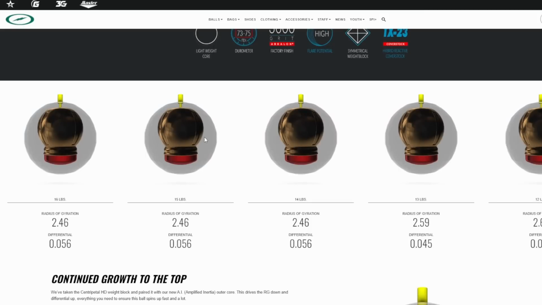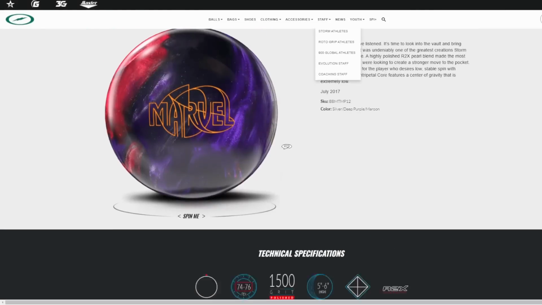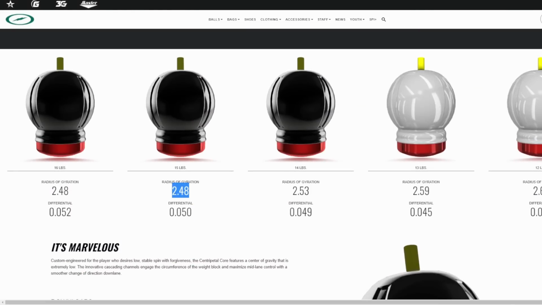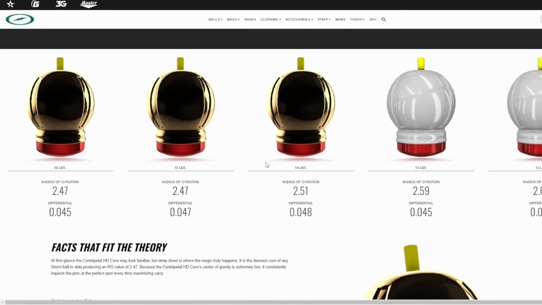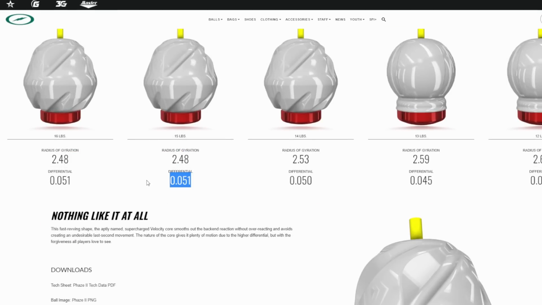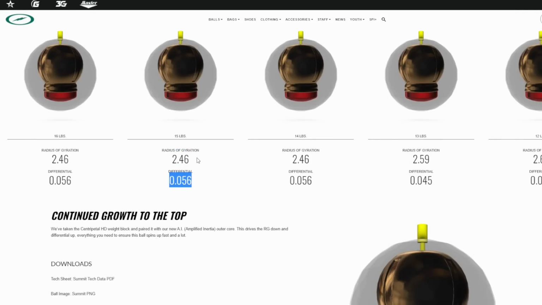Now, regarding the core, we've seen centripetal cores before. You've seen them in the Marvel Pearl, right? And with this one, this was a 0.050 differential, 2.48 RG. And you've also seen it in the Sonic and the Supersonic, right? Which was 2.47 RG and 0.047 differential. Now, to give you some context, the Phase Two right now is a 2.48 and 0.051. So the Summit, I mean, 2.46 and 0.056, this thing is starting up super early. I mean, you're basically kind of in Brunswick territory, because Brunswick's kind of like the king of low RG. They have been doing low RG since the dawn of time.